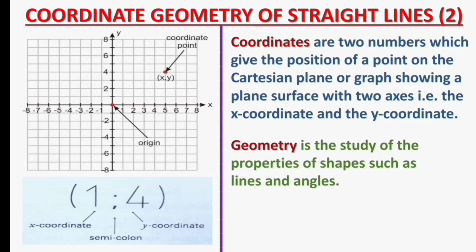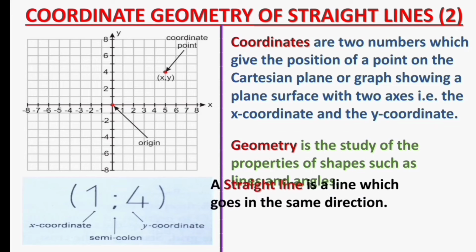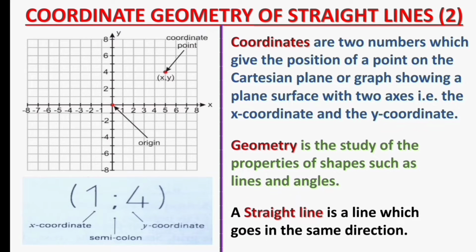Also, geometry is the study of the properties of shapes, such as lines and angles. A straight line is a line which goes in the same direction. Let's learn more about coordinate geometry of straight lines.